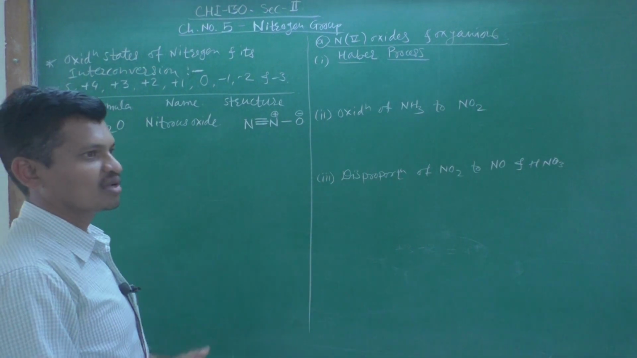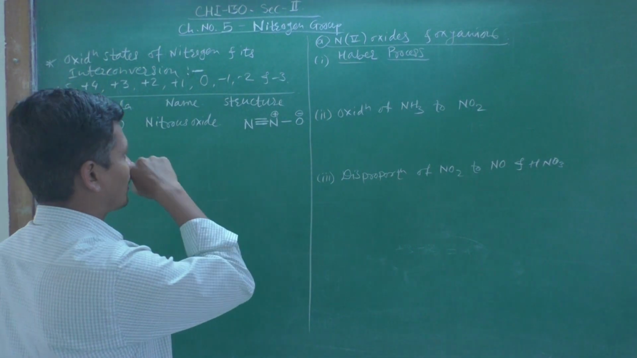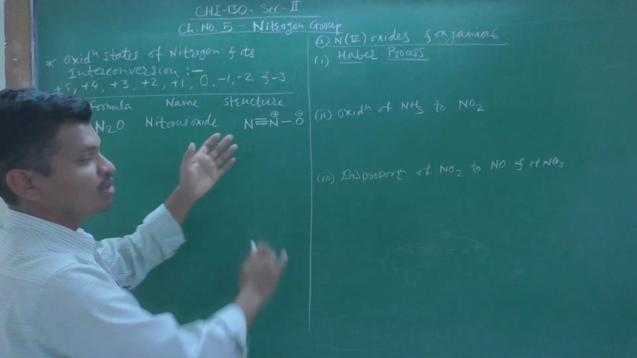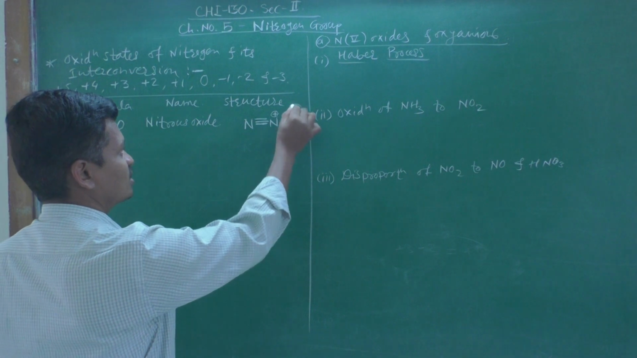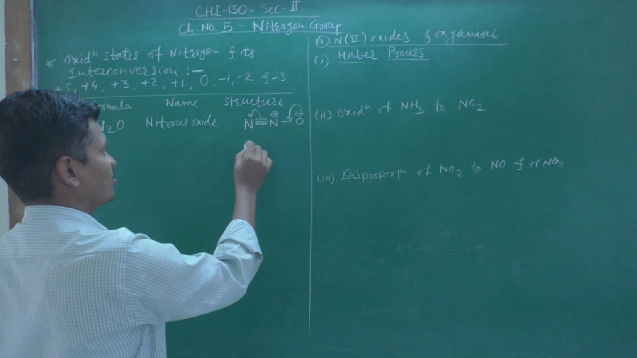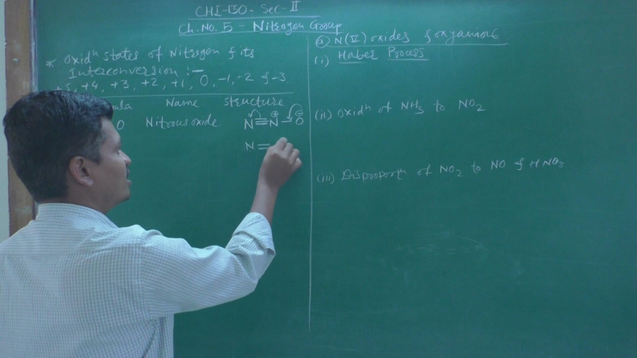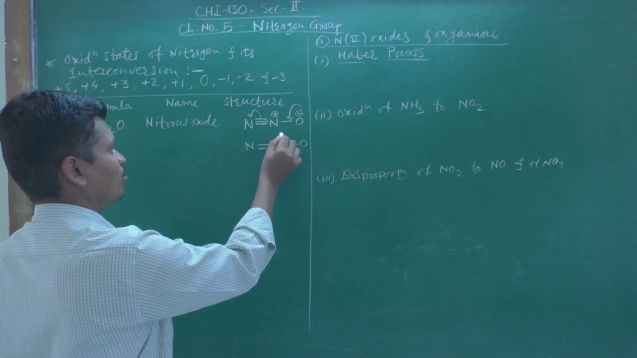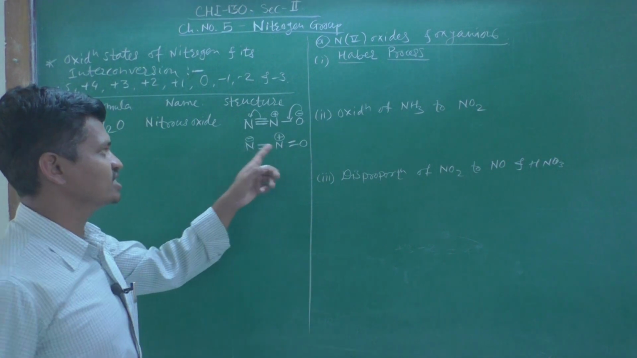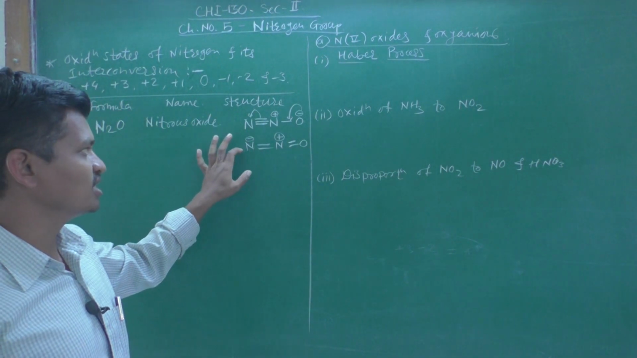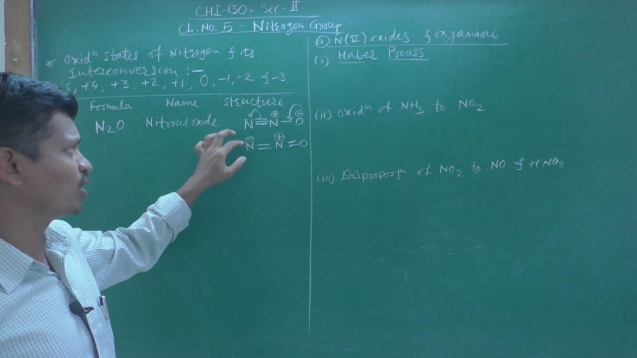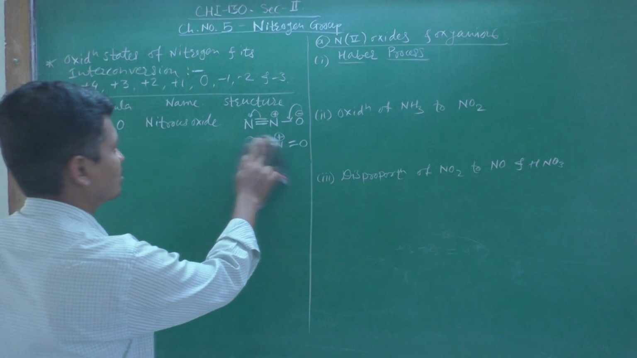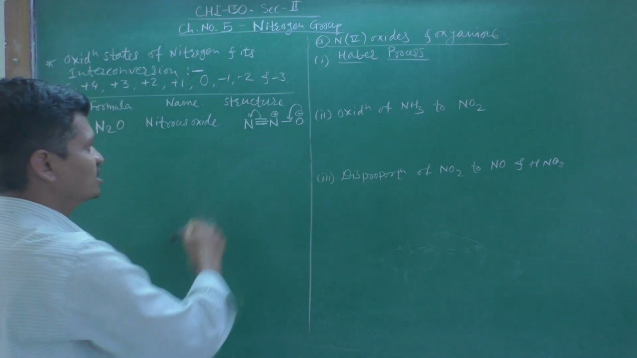which cancel each other, and we may write this as a neutral compound, that is N2O, or you may write the resonating form of this compound like this. So, N double bond O. This also has a positive charge on one nitrogen and a negative charge on the other nitrogen. This is also one of the resonating forms of this nitrous oxide N2O. So, both of these structures are correct. This is the first oxide of nitrogen.